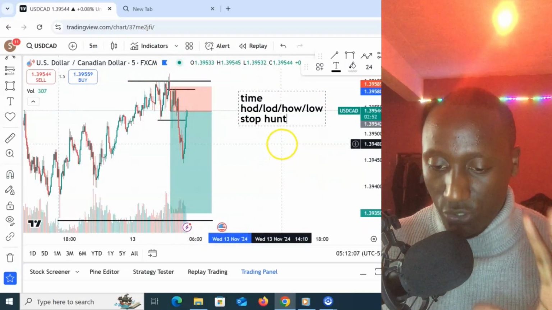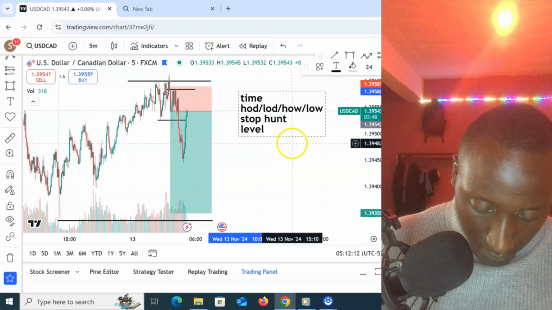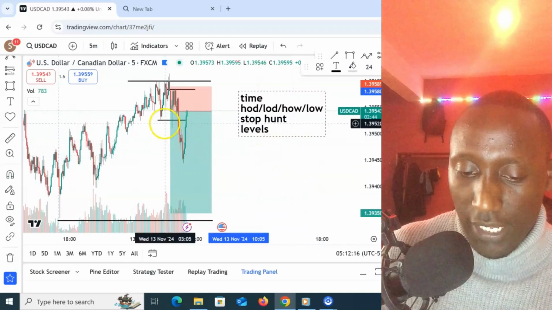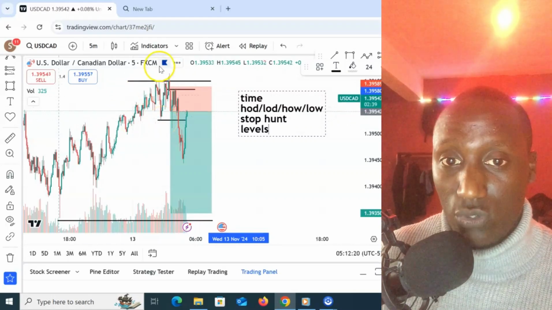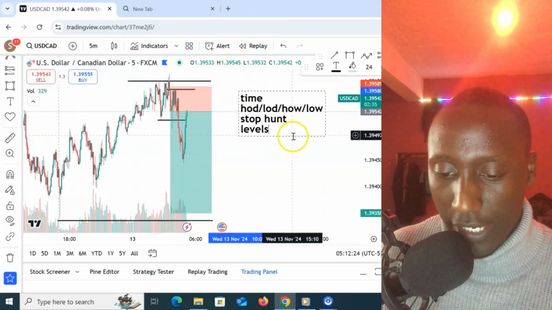Now, once you have your stop hunt, then you look for your levels. Now, a level is an area where you have resistance or support, which means price is just consolidating. And then you wait for price to break below those levels.